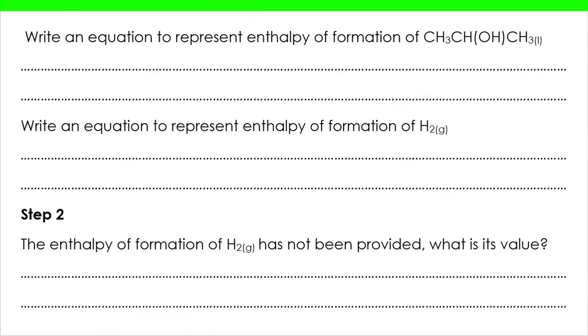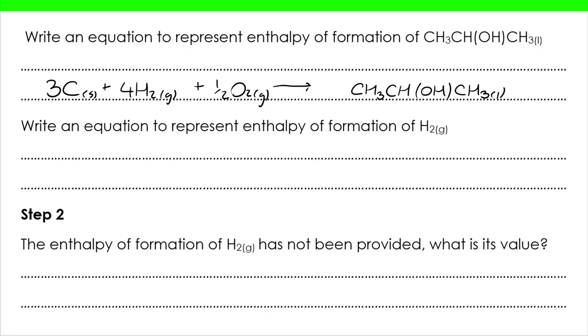So 2 more enthalpy of formation equations, and then a question about the enthalpy of formation of hydrogen. So in the first instance, again, it's formation. We know we're making 1 mole of propan-2-ol, and we know the elements that we're making it from. So I've got my 3C, my 4H2, and my half O2. I've got my state symbols in there. We are all done.